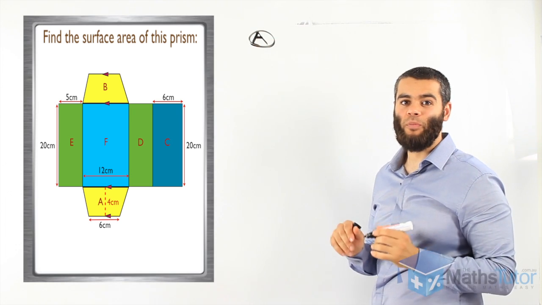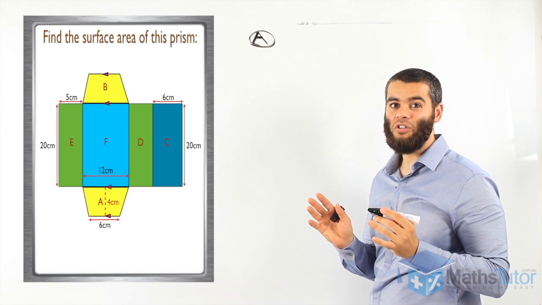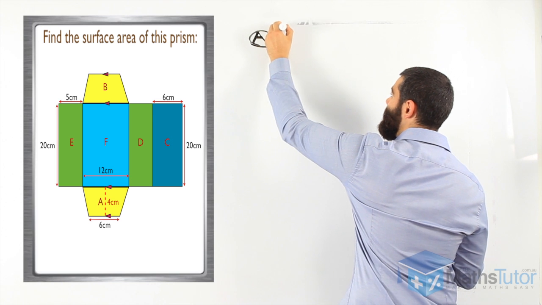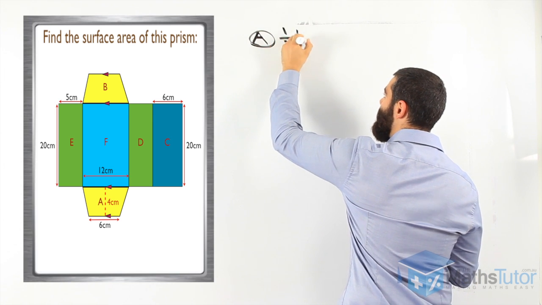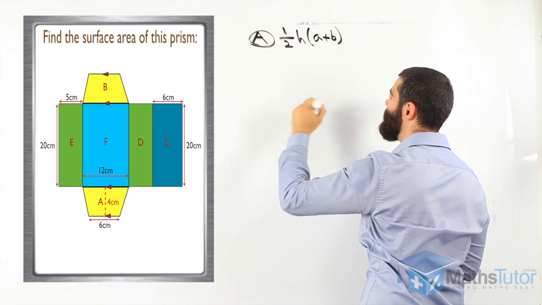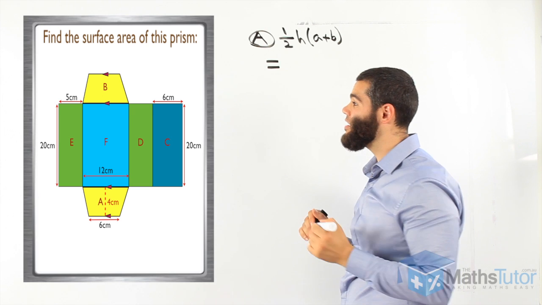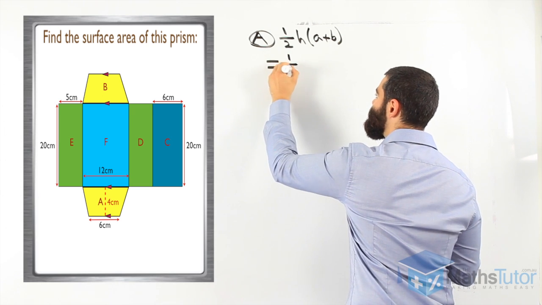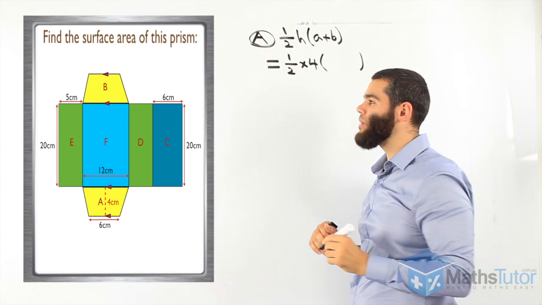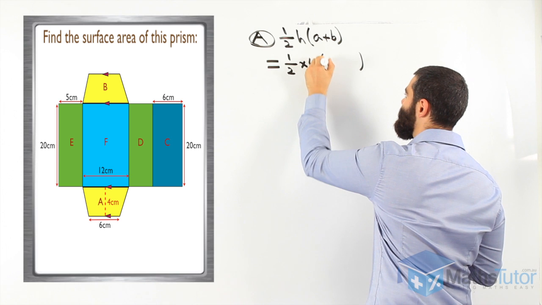What's the formula for a trapezium? By now, all these formulas should be in your head. Half h brackets a plus b close brackets. So the formula is half the height of the trapezium, a plus b close bracket. We know that the height of the trapezium is actually 4. So half times 4. What's inside the brackets? The 2 parallel lines. Here they are 12 and 6.